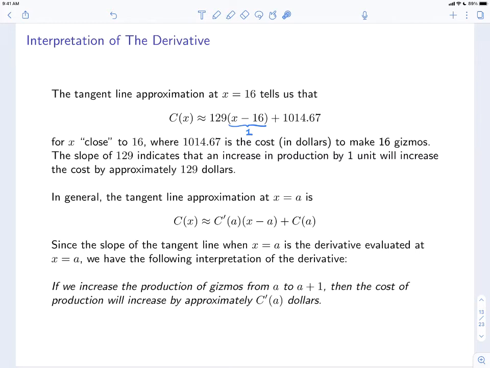In general, the tangent line approximation at x equals a is given by c at x is approximately equal to c prime at a times x minus a plus c at a. Since the slope of the tangent line when x is equal to a is given by this derivative c prime of a, then we have the following interpretation of the derivative. If we increase the production of gizmos from a to a plus 1, then the cost of production will increase by approximately c prime of a dollars. So that is one interpretation of the derivative. It tells you if you increase by 1 unit, what the increase in cost will be, approximately.